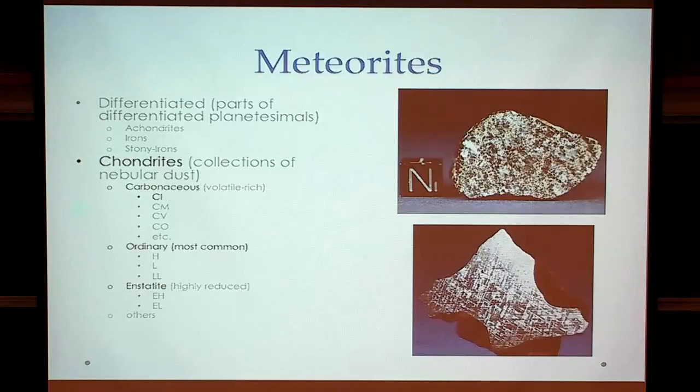Two broad classes of meteorites. One are differentiated meteorites. These are parts of planetesimals, asteroids, that have differentiated into mantles and cores. The mantle parts being the achondrites. This is a eucrite, a piece of Vesta. The core part being an iron meteorite, which you can see there. But our main focus is on chondrites, of which there's a variety of classes. Carbonaceous, ordinary, enstatite. You'll hear those terms not only in my lecture, but in some of the other lectures over the next couple of weeks.